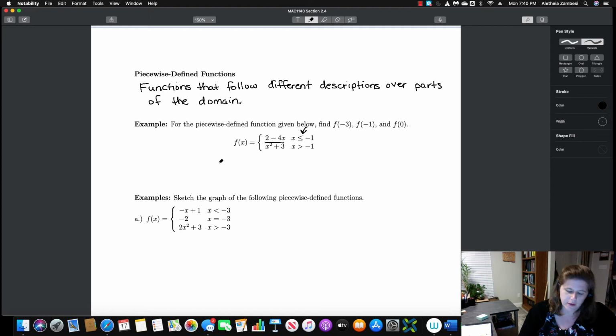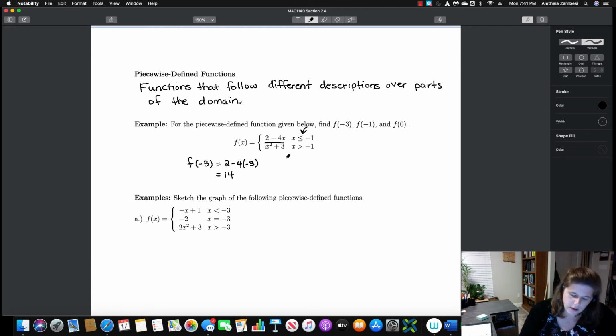So if I'm looking for f of -3, -3 is less than or equal to -1. So I'm going to plug it into this top function. Simplifying the arithmetic, -4 times -3 gives me -12, so 2 plus 12 gives me 14.